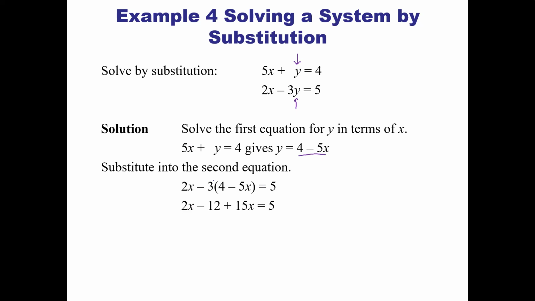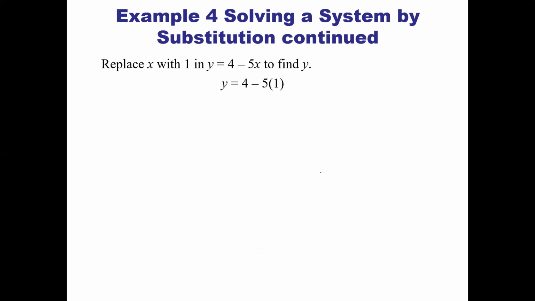Now I'm going to distribute to get rid of the parentheses, combine like terms, get the variables on one side and the constants on the other side, and solve. I get x equals 1. Now, because x equals 1, I can go back up into this equation and plug 1 in, and when I do that, I get my other value, -1. So I get the solution (1, -1).